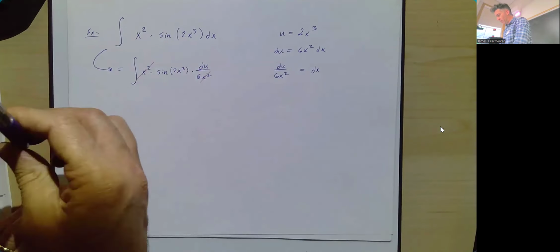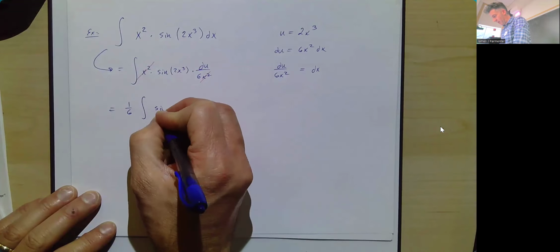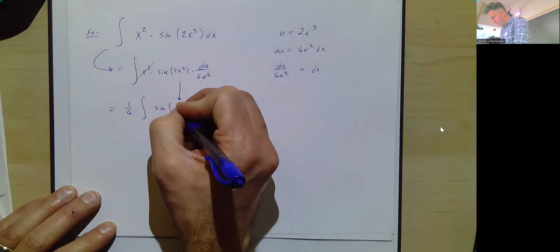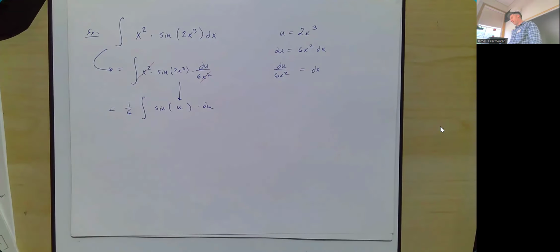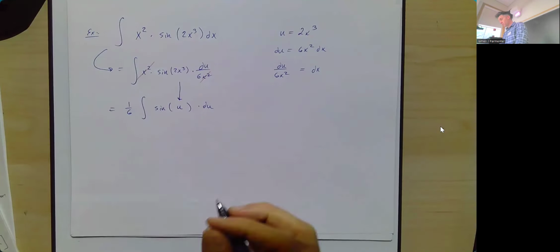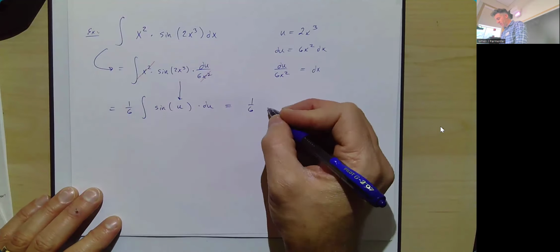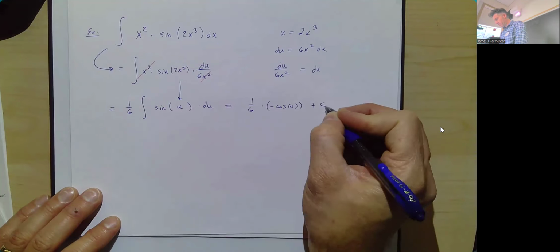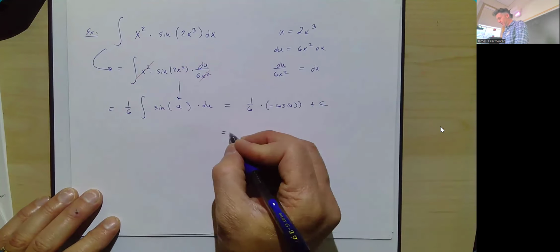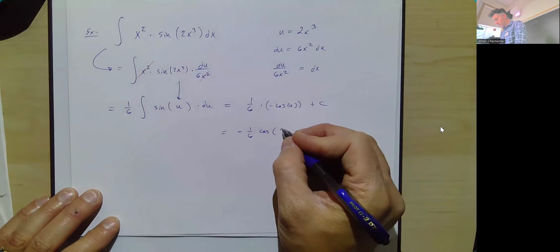And then I can rewrite this as 1/6 integral of sine of u, replacing 2x cubed with u. I feel like that's terrible, but if you like doing it that way, it's okay. And then we integrate sine. The integral of sine of u is negative cosine of u plus c. And then finally, write it as negative 1/6 cosine of 2x cubed.